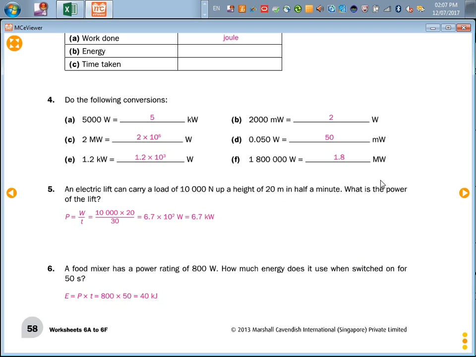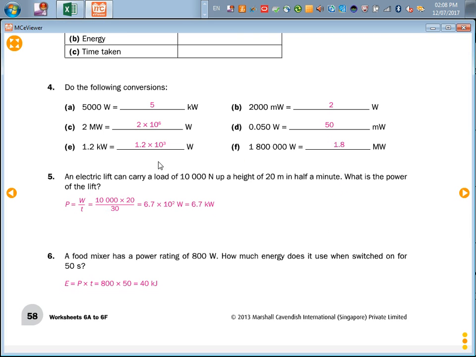So power is equal to work done over time taken. Work done is given by force times distance moved in the direction of the force. So we are exerting a force upwards. It is traveling upwards. So 10,000 newtons times 20 meters divided by time taken in seconds. So the answer will be rounded off to be 6.7 kilowatts. Okay? Your unit for power is watts, W-A-T-T-S. So again, we have another W over here. Do not be confused. This W is for work done. This is for the unit of power.